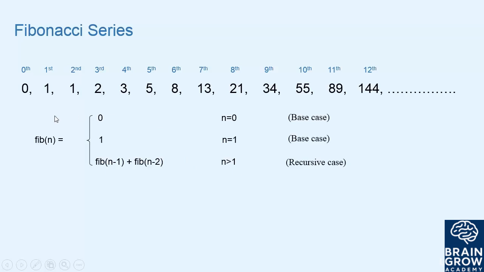Now this is the recursive definition of finding the nth Fibonacci number. The 0th Fibonacci number is 0. First Fibonacci number is 1. And all other numbers can be found out by adding the previous two Fibonacci numbers. So these are the two base cases and this is the recursive case.